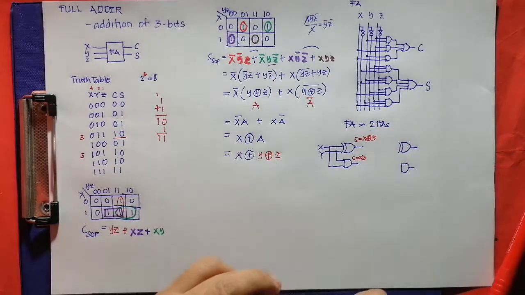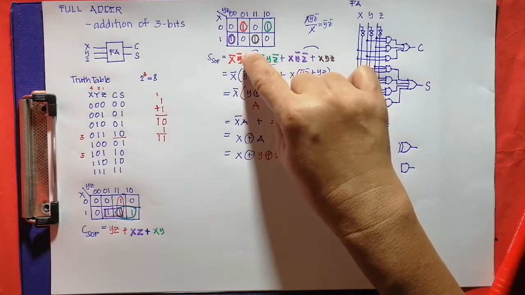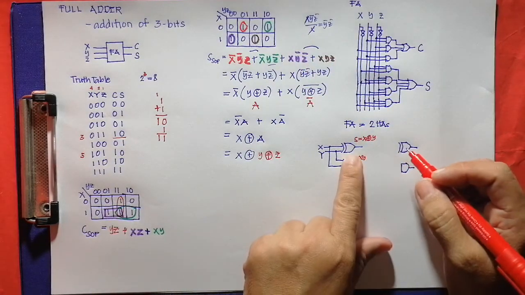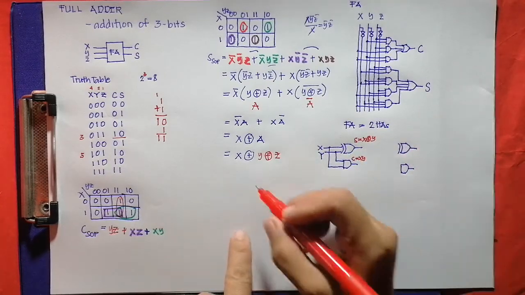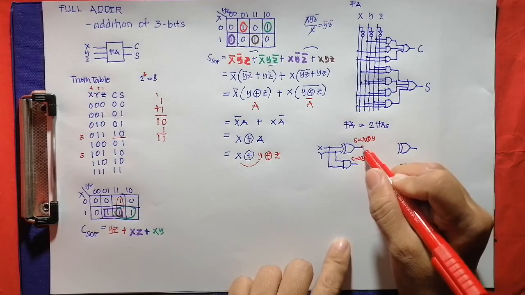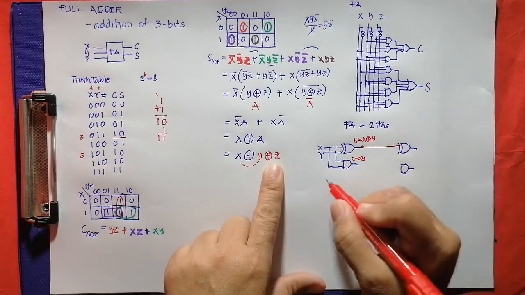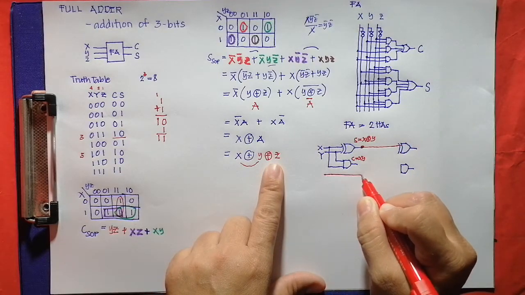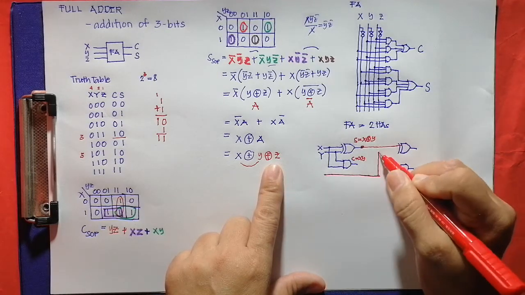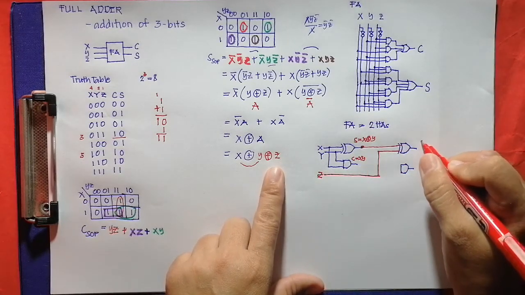Okay? So, you would notice we now derive the XOR equivalent of this expression. So let us connect it now. You would notice your S here is X XOR Y. So this expression, I could connect it here. And then I'm going to add Z. So this is now my S.